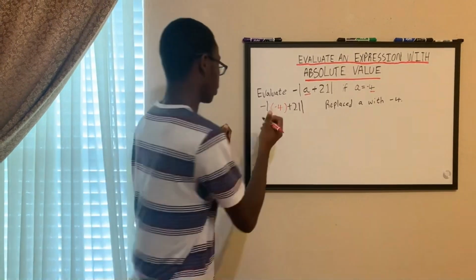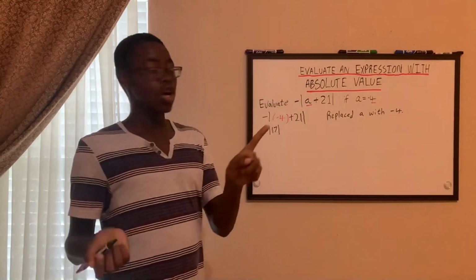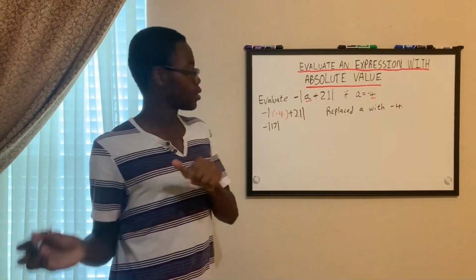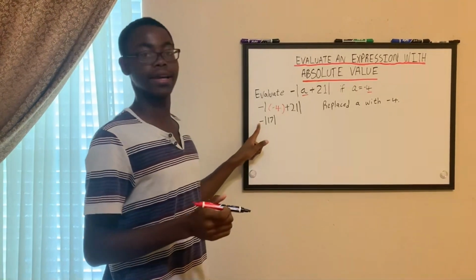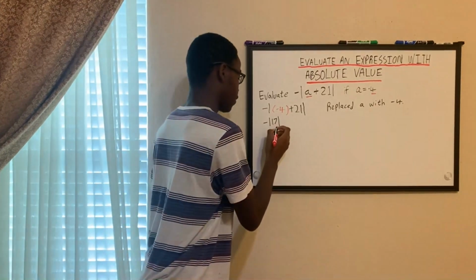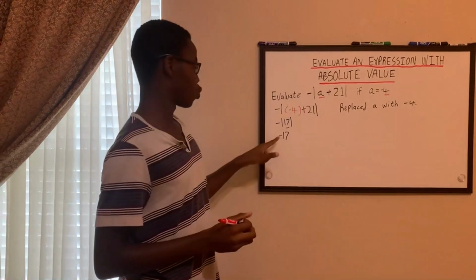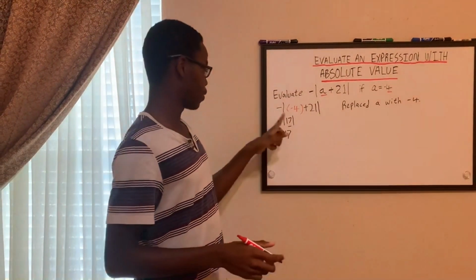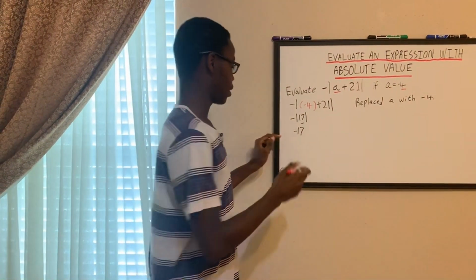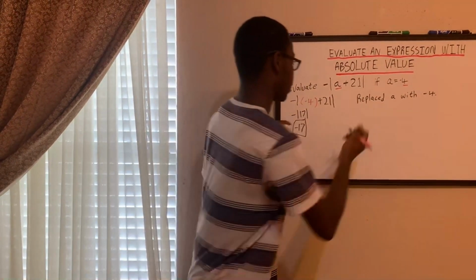And -4 plus 21 would give us 17. And then we have the absolute value of 17 left. The absolute value of 17 is still 17, and you have to ignore this negative sign out front because it's not inside of it. We're just looking at 17 for now. And then we're going to be left with 17, because after we found the absolute value of 17, it gave us 17 again. And now we can combine the negative and the 17 to give us negative 17.